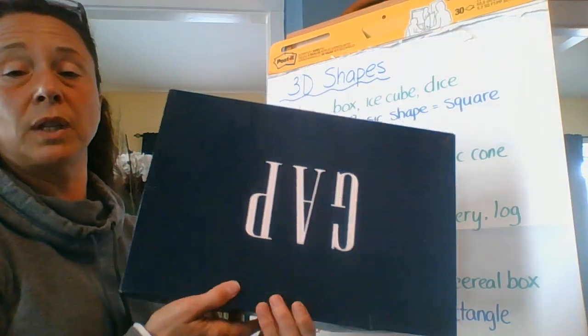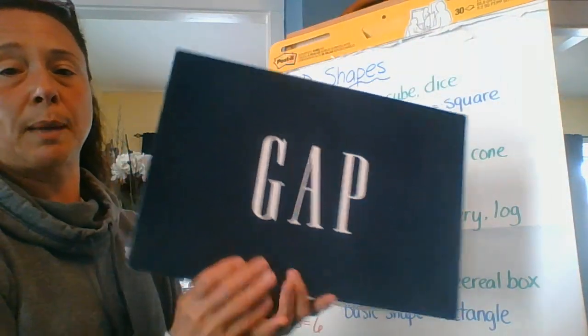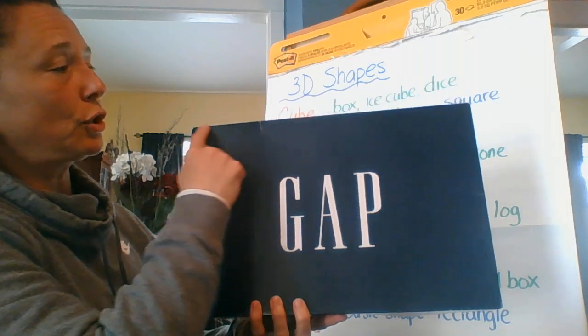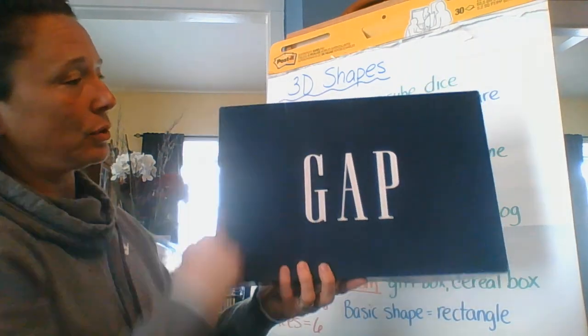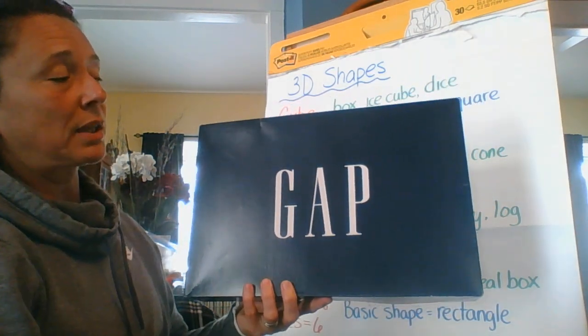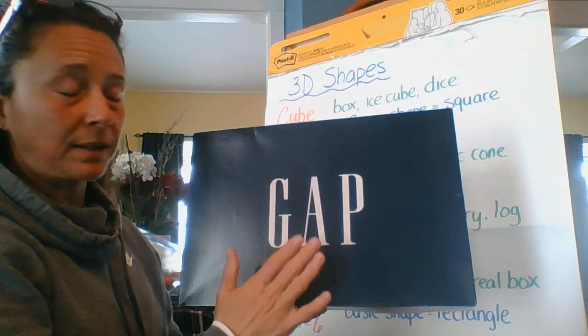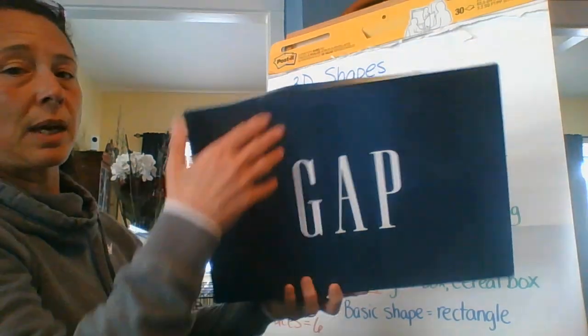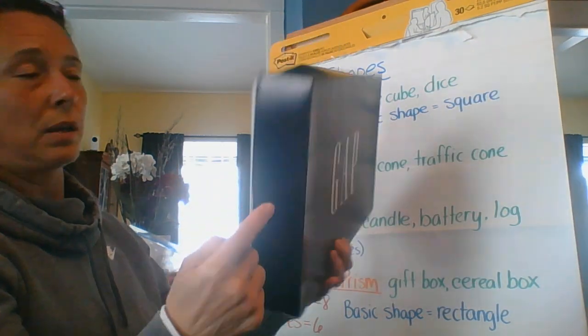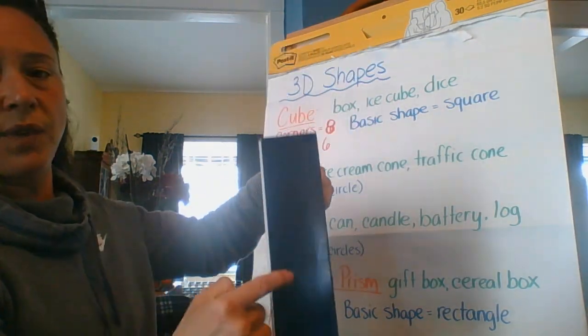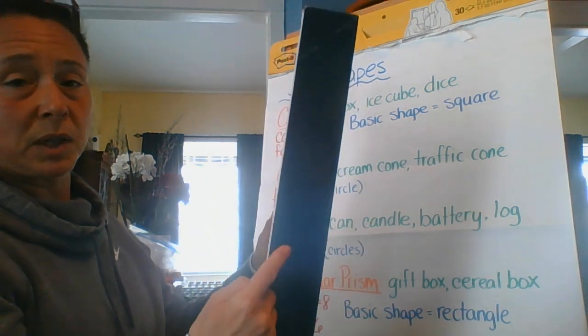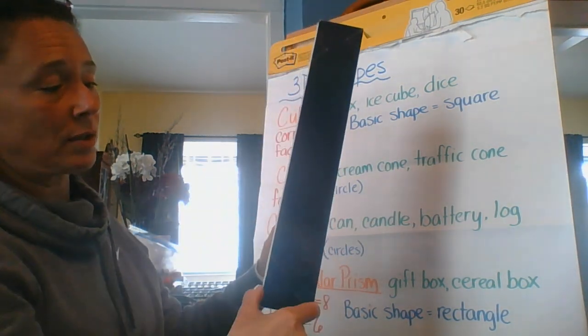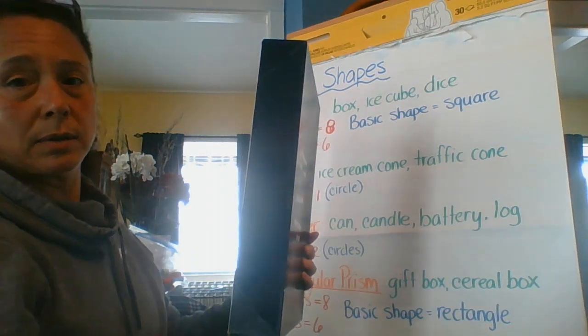If you look at this gift box, let me turn it over so the word is going the right way. Here's your rectangle, right? 2 long sides, 2 short sides. So let's count the rectangles we see, the faces. 1, 2. Now let's count the sides. 3, 4, 5, 6, because these are all rectangles. 2 long sides, 2 short sides.